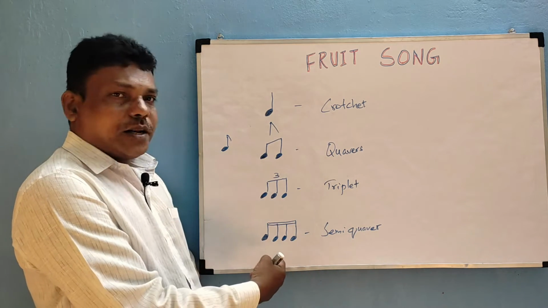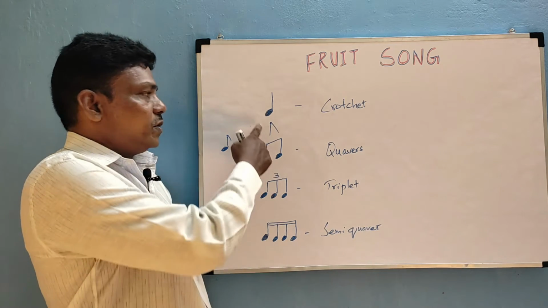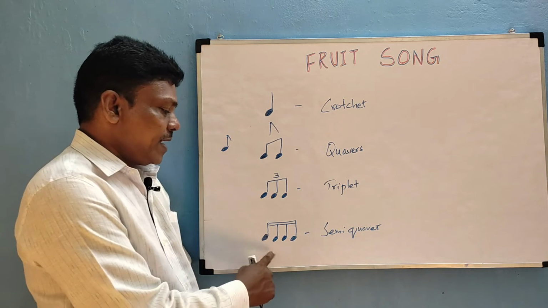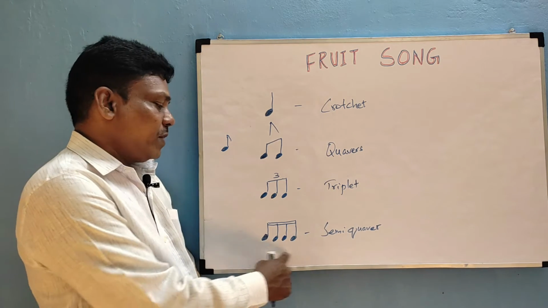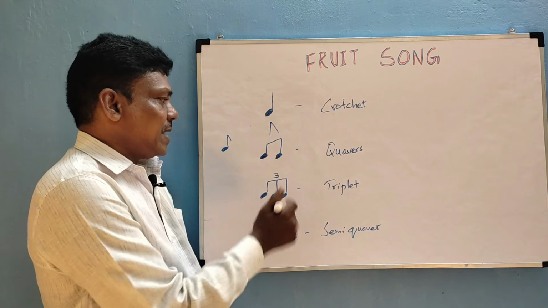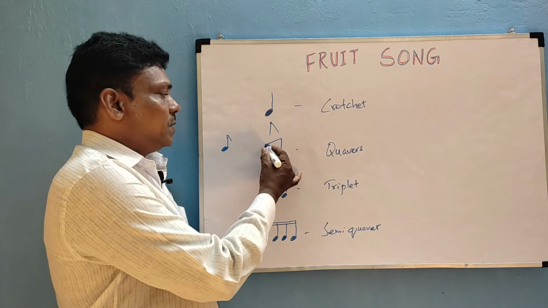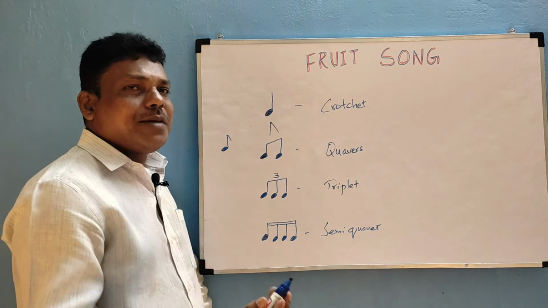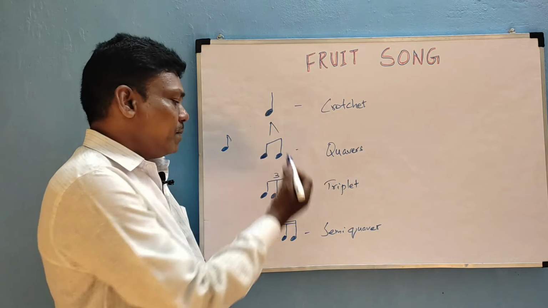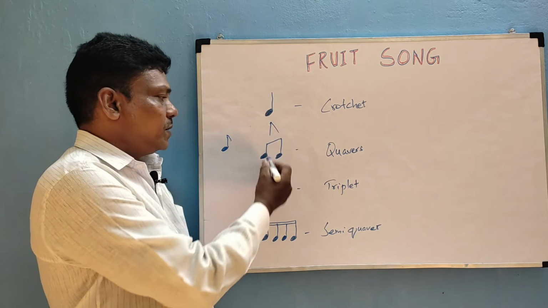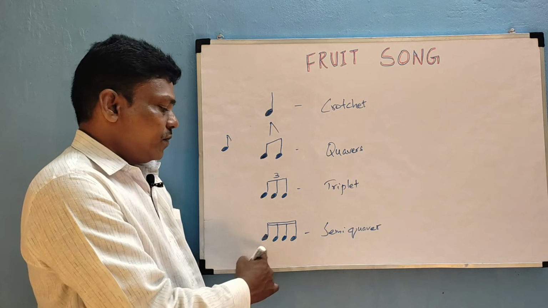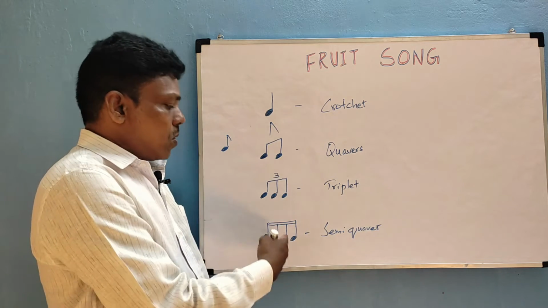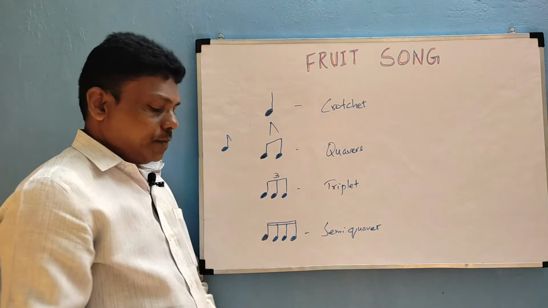So the next value is the semiquaver. If you split a crotchet beat into 4 equal parts, you will get semiquavers. For semiquavers, you can see 2 lines. These lines are called beam lines. Instead of saying joining quavers, we call it beaming quavers. So this is a beam line. For 2 quavers, you have 1 beam line. For 4 semiquavers, you will have 2 beam lines. So all are equal to 1 crotchet beat only.